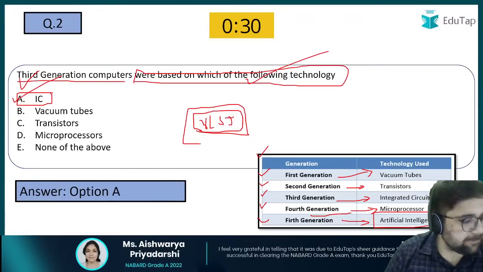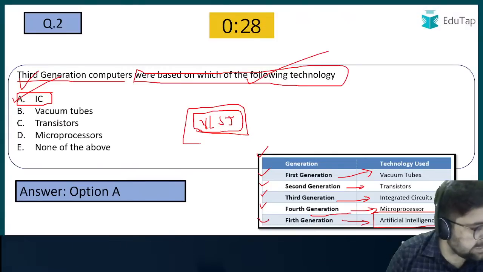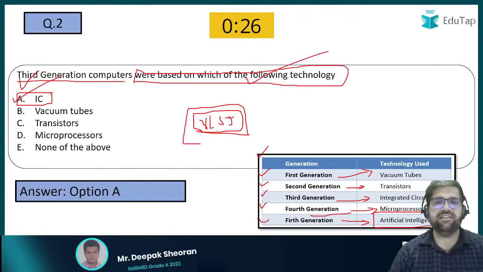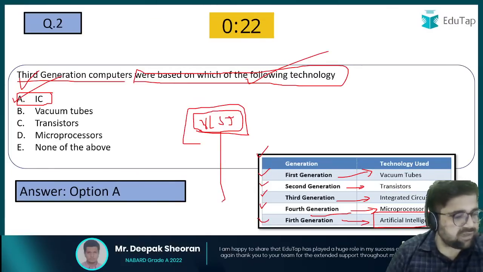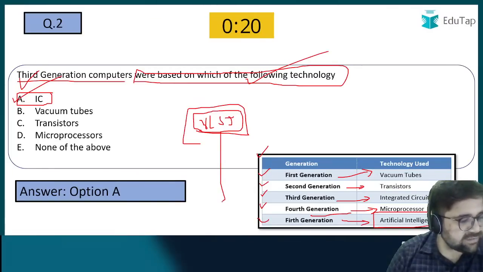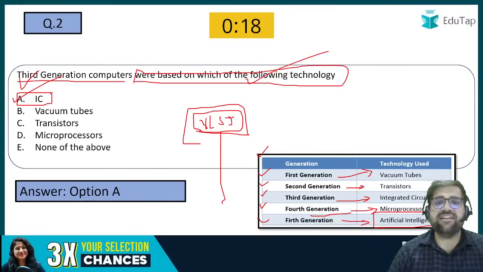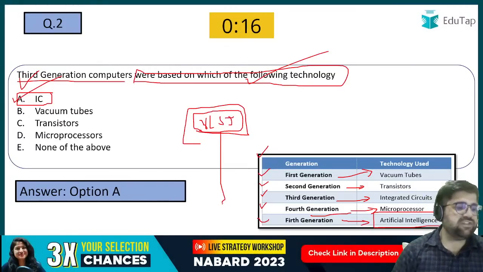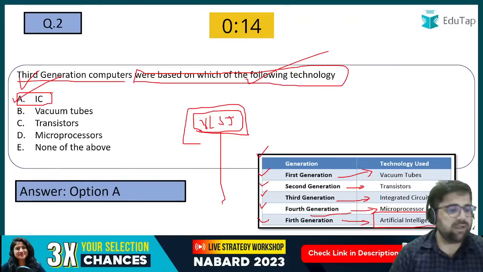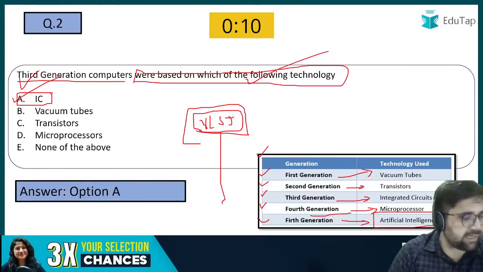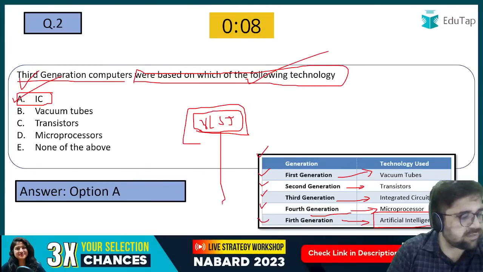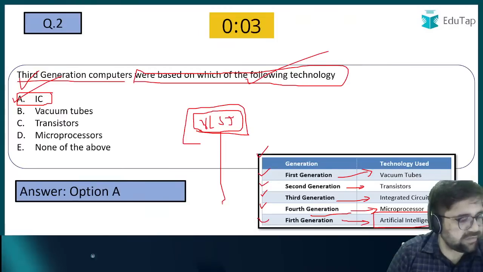Very large scale integrated circuit. Yes, Dexon Fernandez has given the right answer. So VLSI was used in which generation? Can someone let me know? Yes, very large scale integrated circuits. Can someone let me know in which particular generation VLSI was used? Yes, very good. I can see maximum of you are giving the right answer. Ravi, Pranali, Jayalakshmi, all are giving the right answer.